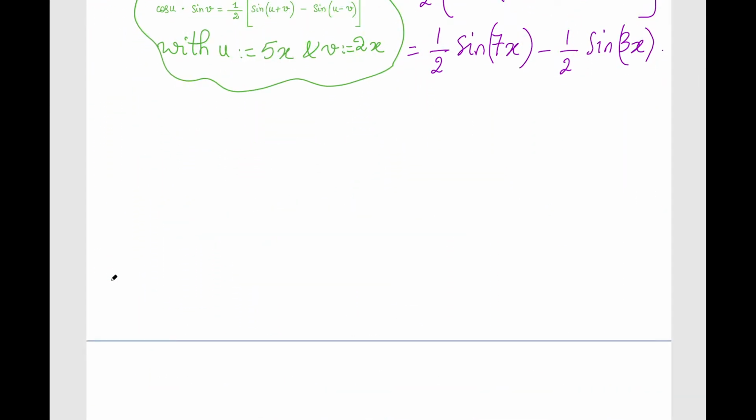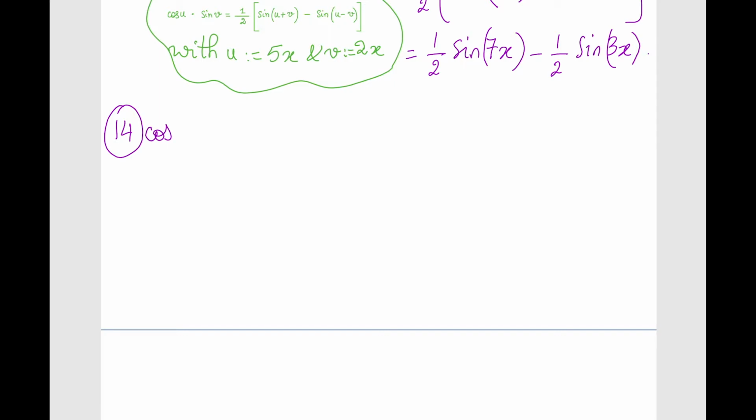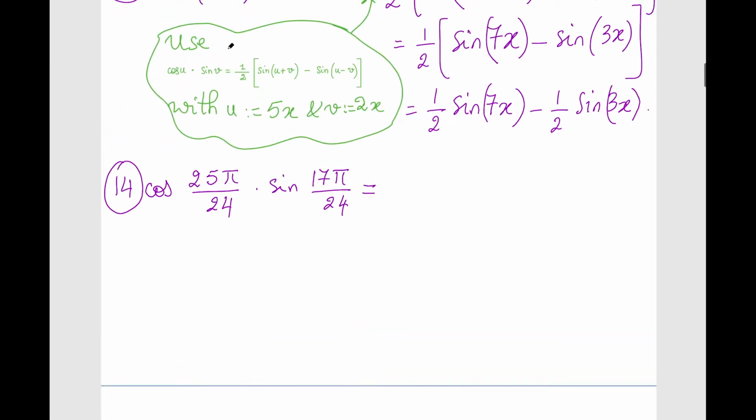Okay, so this is problem 14, and we have cosine of 25 pi over 24 times the sine of 17 pi over 24. Here I still have cosine times sine, so I'm still going to use the formula that I just used in the previous example. How about we take it, copy it, and paste it here.